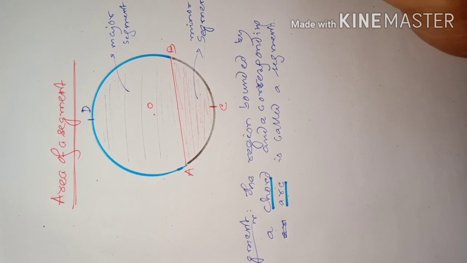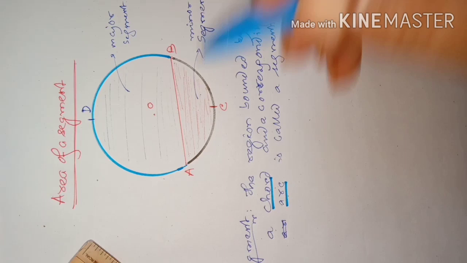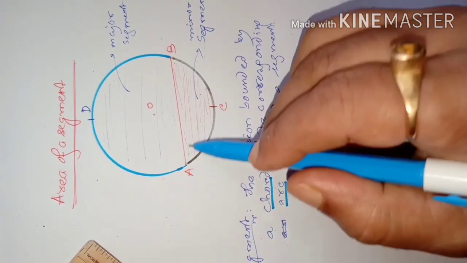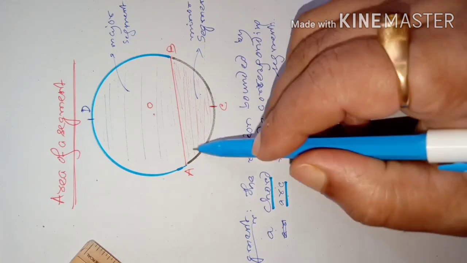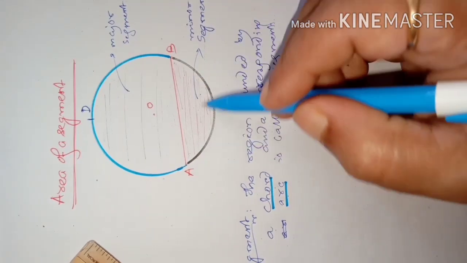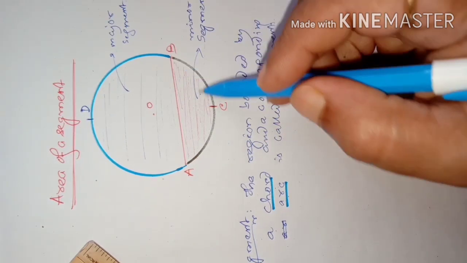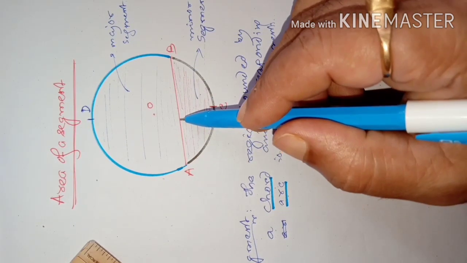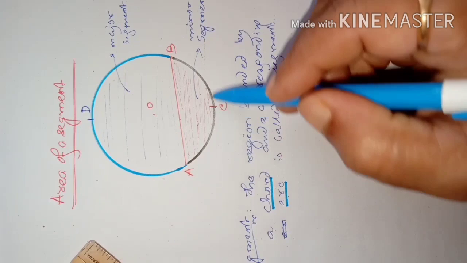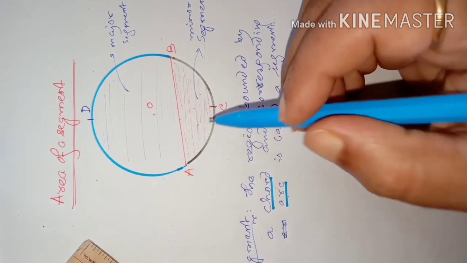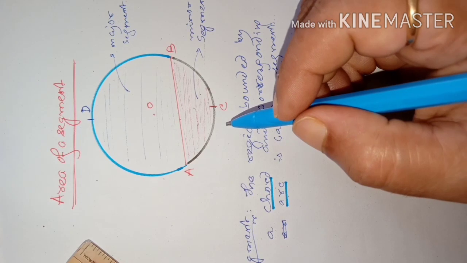Now, dear students, think about a situation where you are asked to find the area of this segment. That means how much space is enclosed, how much region is bounded between this chord and this arc. Suppose you have to find that. Then you can proceed like this.